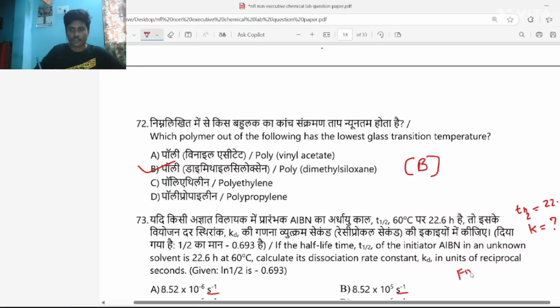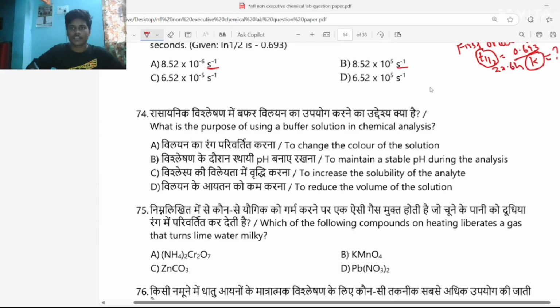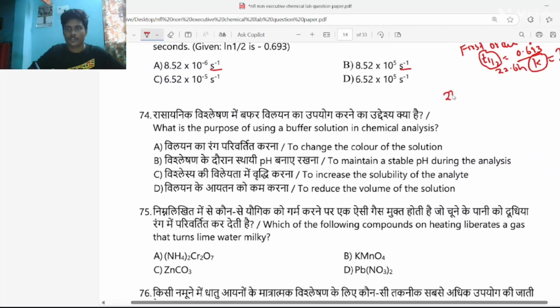First order reaction. So, for a first order reaction, what we know, T half is nothing but 0.693 by K, the rate constant K. Here we are going to find K, and T half is given as 22.6 hours. But here they are asking in seconds, so you need to write 22.6 into 60 into 60, converting hours into seconds, equal to 0.693 by K. So take K as the subject, and K will be the answer.